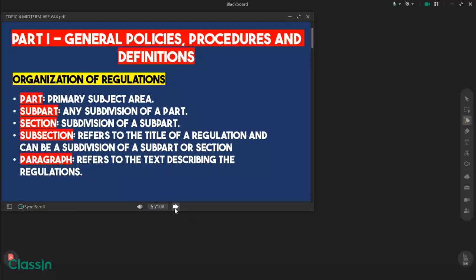Next, we have organization of regulation. As I said, we have part, the primary subject area; subpart, any subdivision of a part; section, a subdivision of a subpart; subsection, which refers to the title of the regulation; and paragraph, which refers to the text describing the regulation. This means we have different parts. In the PICAR, for example, sorry for my writing, 1.1.2. The 1 is our part, the subpart is 0.1, then our section is 0.2. It's that simple when you see it in the actual document. Okay?